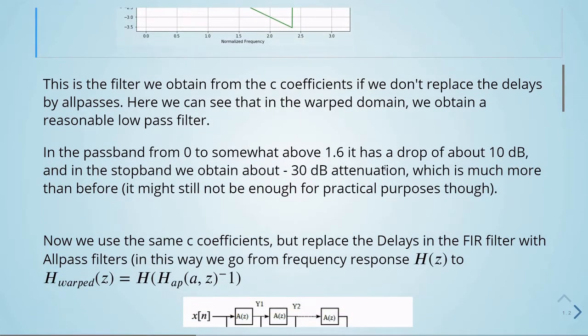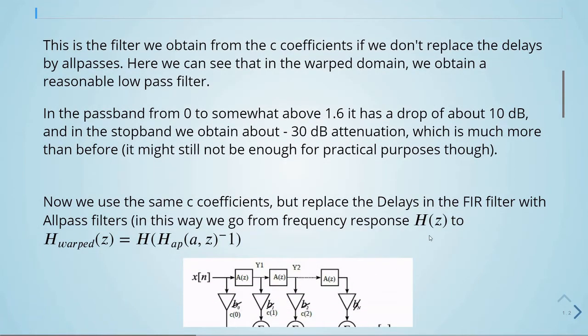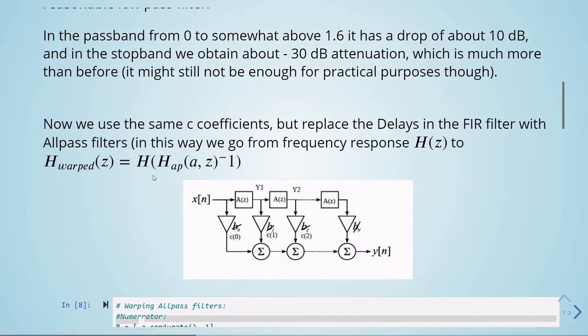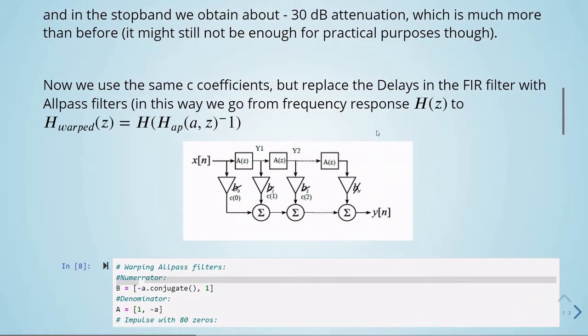So now we use the same coefficients, but now we will replace the delays in the FIR filter with all-pass filters. So in this way, we go from frequency response H(z) to H warped of z. That will be the H of all-pass filters given by this equation here, and it will look something like this.